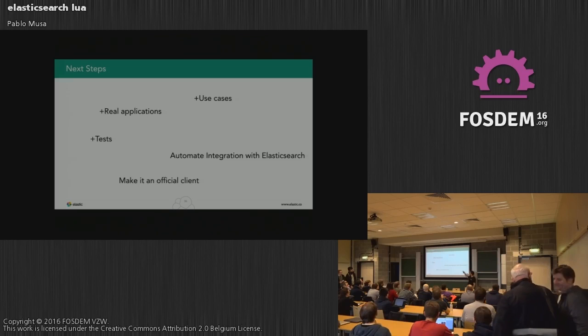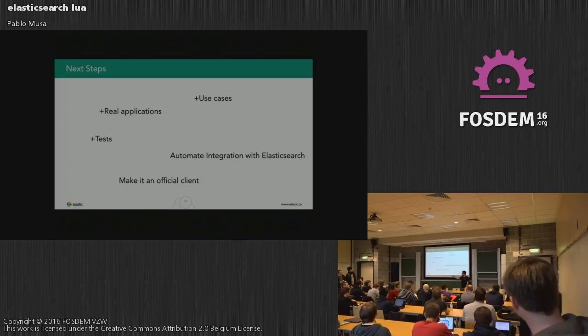So the next steps, we need more use cases, more real applications. We need to improve tests in the library, actually update to the new versions of Elasticsearch, automate integration, and finally, when it's mature enough, make it an official client, and of course, do a LuaRocks rockspec.